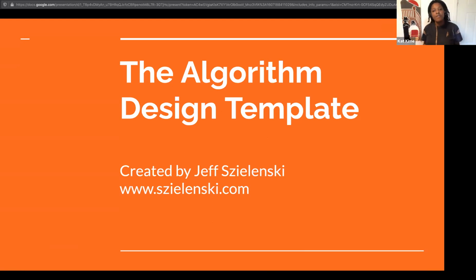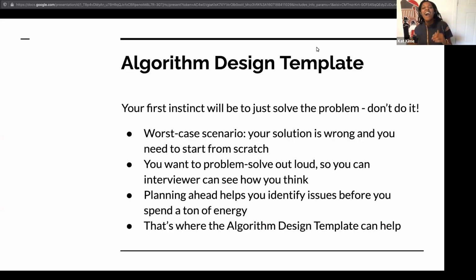All right, the algorithm design template. So you go to your technical interview, they give you an algorithm and you're like, okay, I'm going to get started. One mistake that people make is that they just start coding. And the thing is, you really don't want to do that. At best, it doesn't give the interviewer an opportunity to see your thought process and who you are as an engineer. At worst, your solution is wrong and you really don't have a way to get out of it. You spent all this time coding and now you realize that you've got a bunch of bugs and you don't know where to go from there.